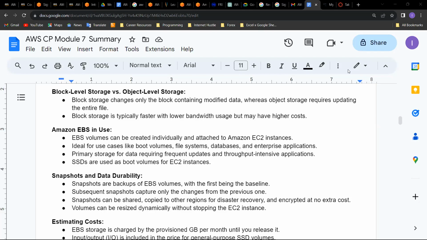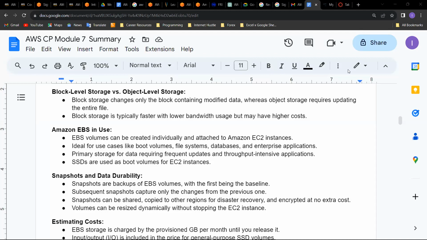All right, so with EBS, you can create them individually, right? You can create the volume separately before you attach it to the Amazon EC2. However, if you are creating an EC2 instance, the storage space that you allocate is also an EBS volume. So you can even go ahead and delete that volume or edit that volume. You can either increase the size or reduce the size.